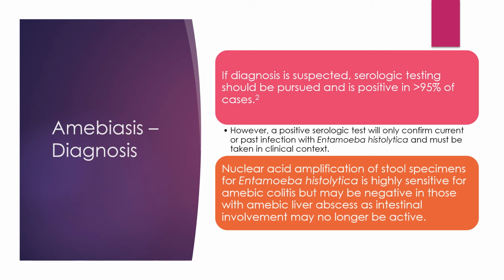If the diagnosis is suspected, serology is useful, but the key here is that it will only confirm prior infection. It can be persistent afterwards. Other testing methodologies include checking a PCR from the stool. This is highly sensitive for amoebic colitis. The thing to remember is that you might not have active colitis by the time you develop a liver abscess, so you might have a negative PCR from the stool.